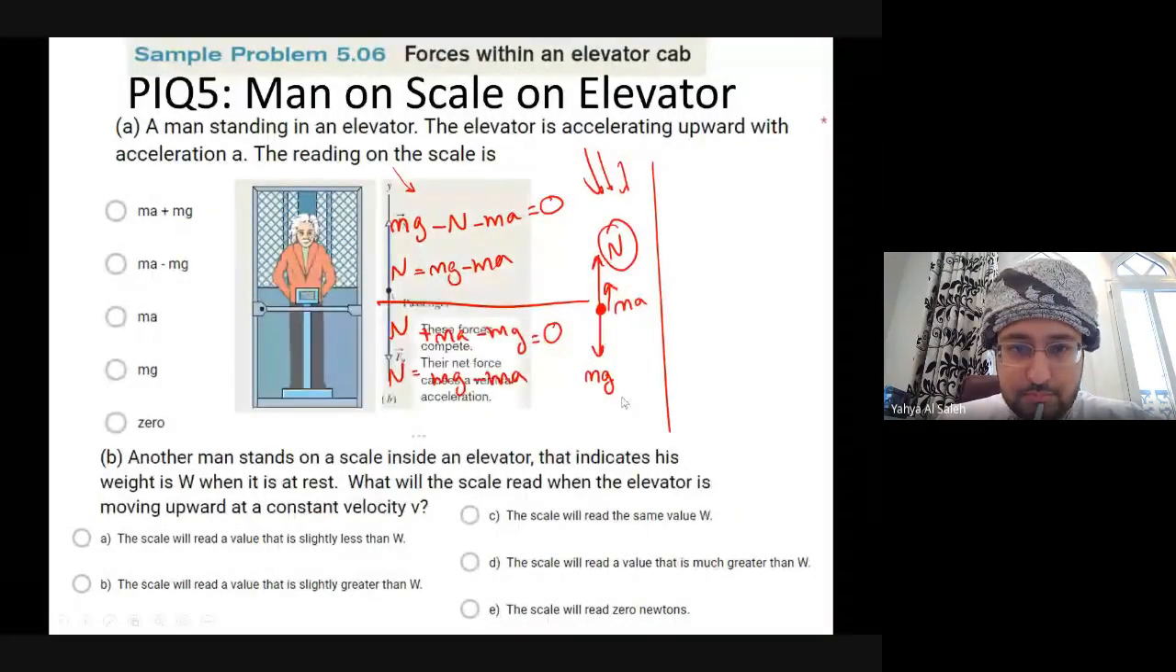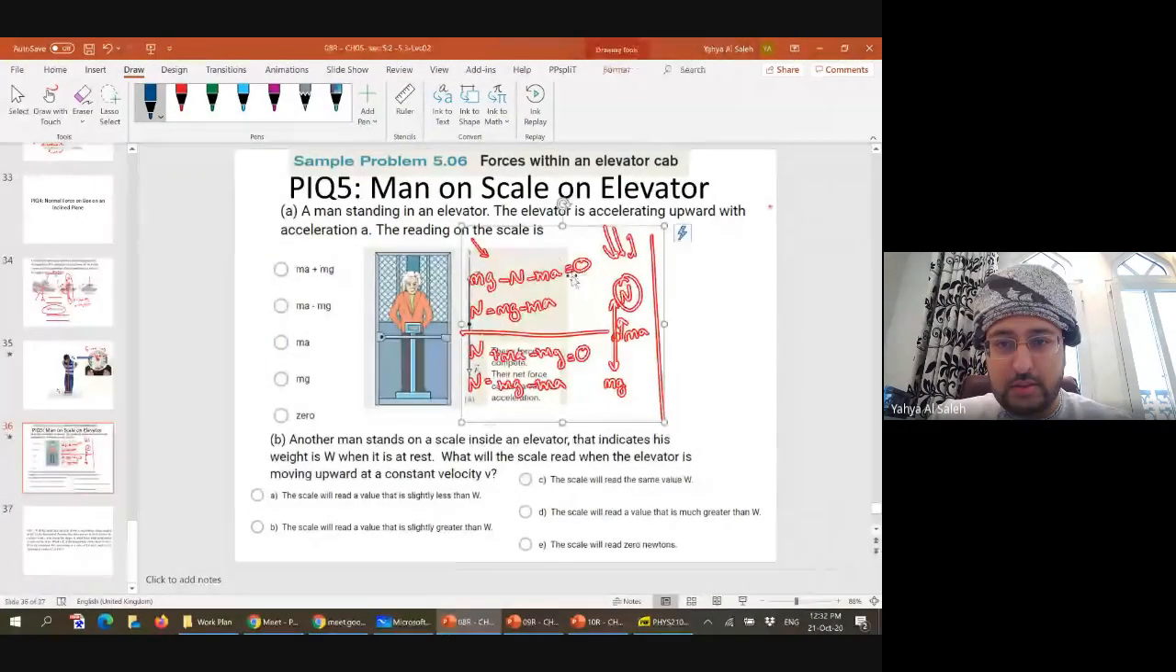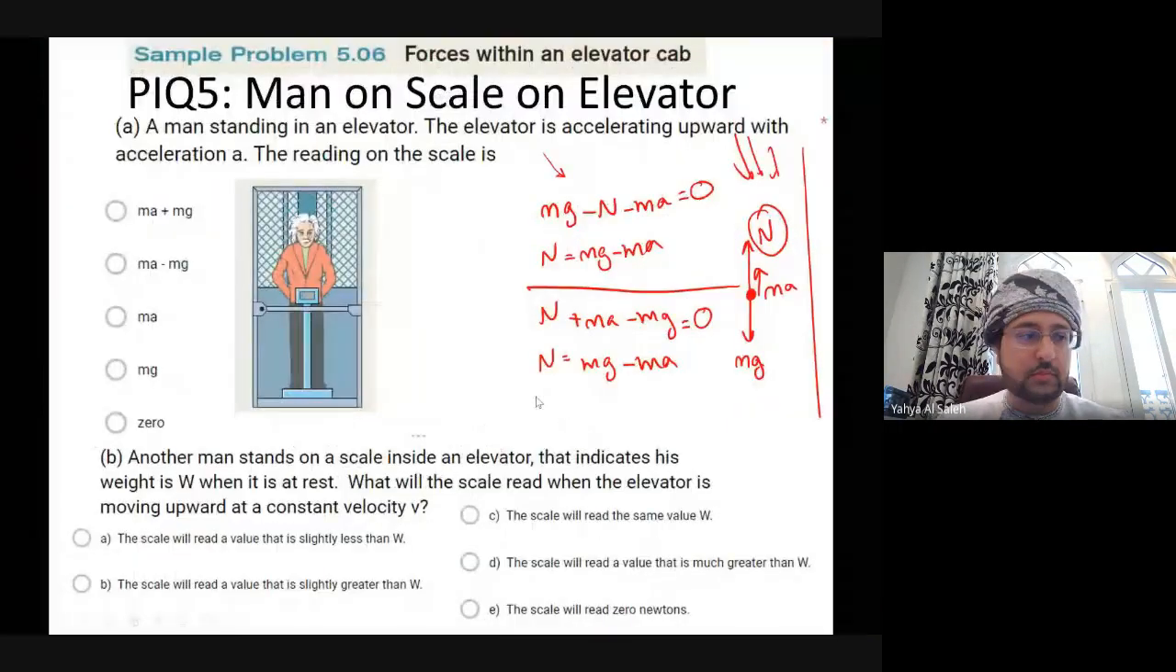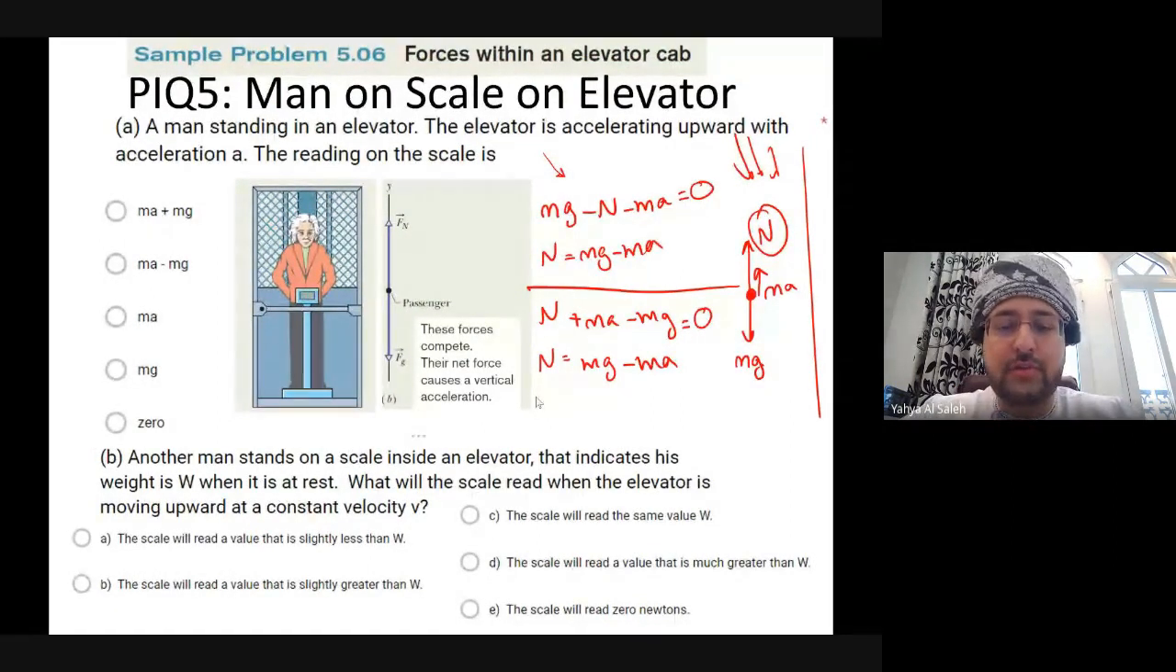Well, let's see. I will take everything I wrote, and I'll bring it all the way over here. And let's see. So we have our passenger, our force of gravity is down, and our Fn is up.